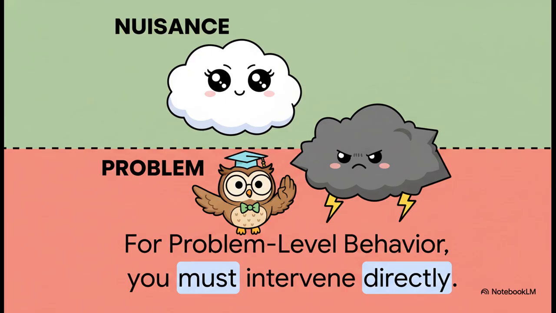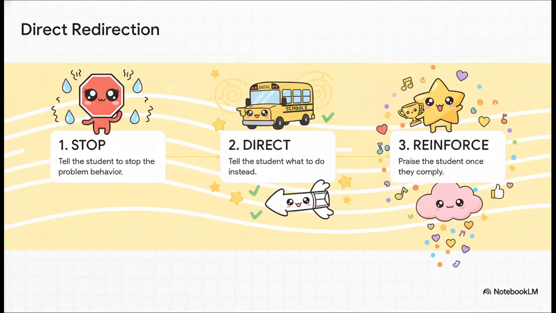But what happens when that line gets crossed? When a behavior goes from a nuisance to something that's actually disruptive or unsafe? Well, your strategy has to shift. You can't ignore it, you have to intervene, and you've got to do it directly. The process for this is a super simple three-part script. First, you clearly and calmly tell the student to stop the behavior. Second, you direct them to the positive behavior you want to see instead. And third, and this is so important, you reinforce them as soon as they comply. You're not praising the bad behavior, you're praising their choice to listen and follow your direction.